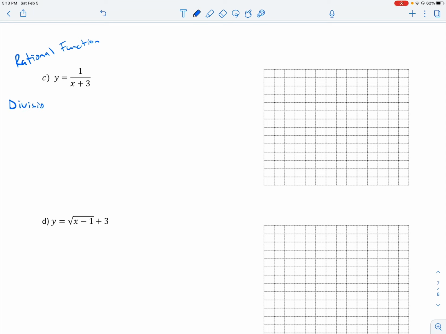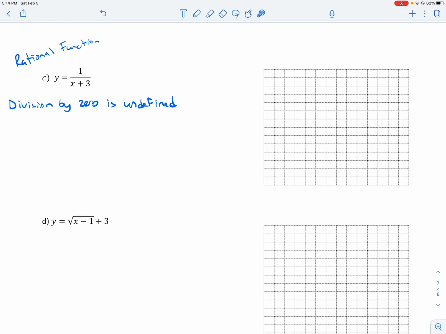Division by 0 is a big no-no in math. It is not allowed. Okay, we say it's undefined, because it can't be determined. So why am I bringing this up? Well, if you look at our equation, we have 1 divided by x plus 3. So I have to be careful here. I got to make sure that this is never equal to 0. I can't have that happen because then we would have 1 divided by 0.